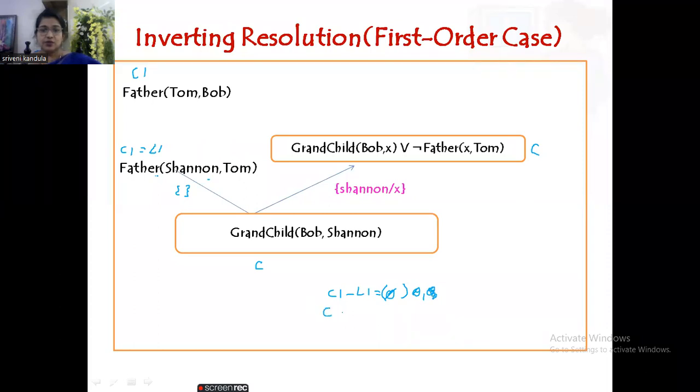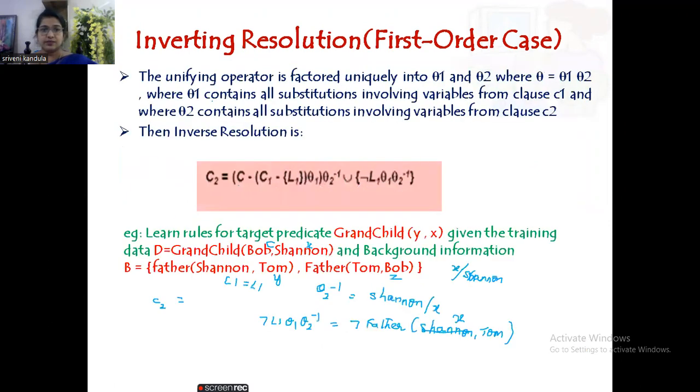So now I should perform, what is my C? C is this one. So from this I have to subtract this, and at the same time I have to apply theta 2 inverse. Now in order to apply that, you should observe what substitution you should take. So here I have Tom as well as Bob. In the previous slide, I already have taken the substitutions for this. I'll just show you once.